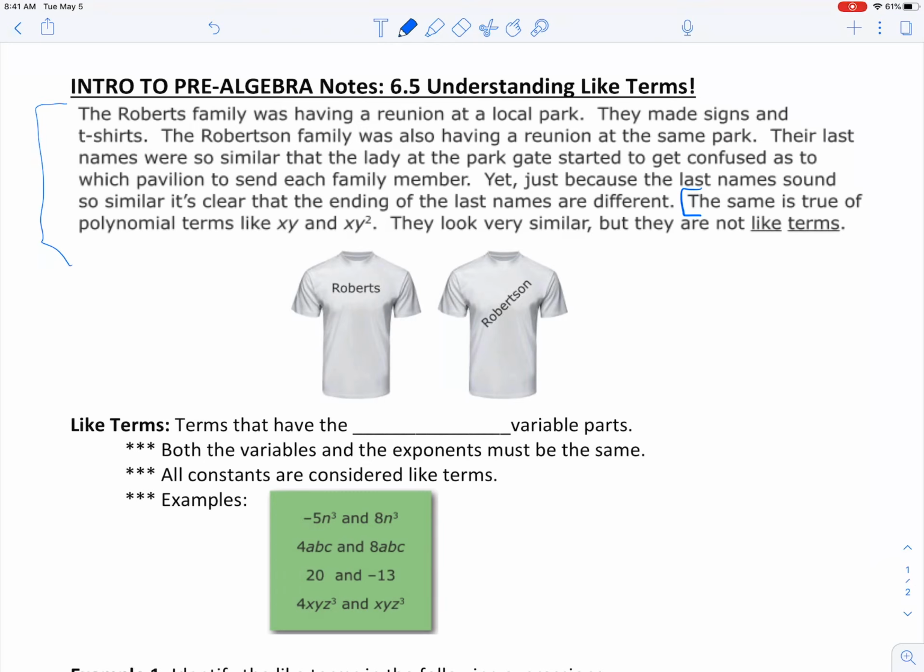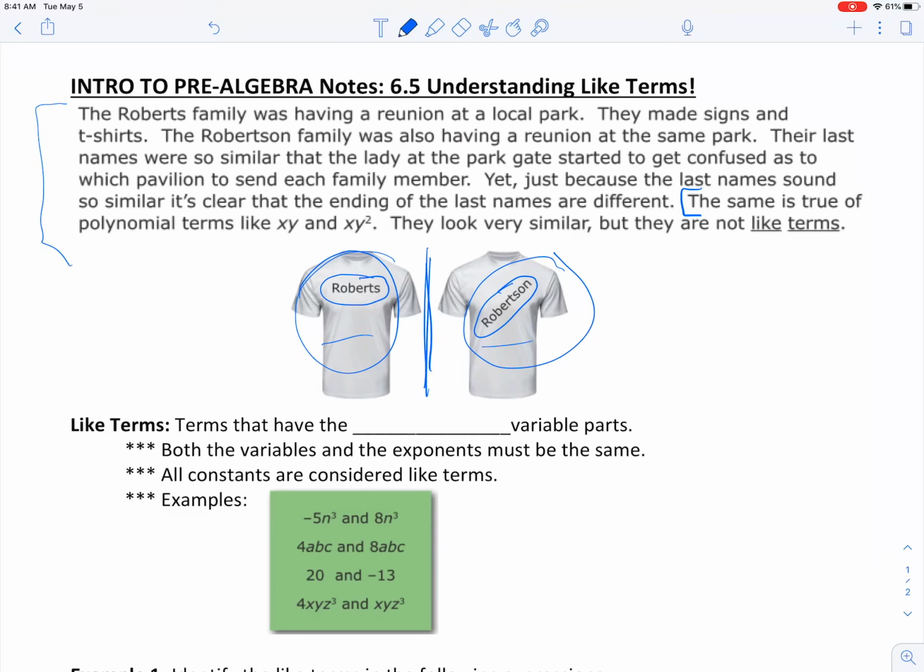So I'm going to stop right here for a second before we go on to the last two sentences. What that was saying was that we have this family called the Roberts and the Robertson. Now, they are a different family. They do not have the same last name, okay? The Roberts family, the one on the left, was having some family picnic at one of the pavilions. A pavilion is like a shelter at a park, okay? So they were having a picnic at one spot. The Robertsons were having a picnic at another spot.